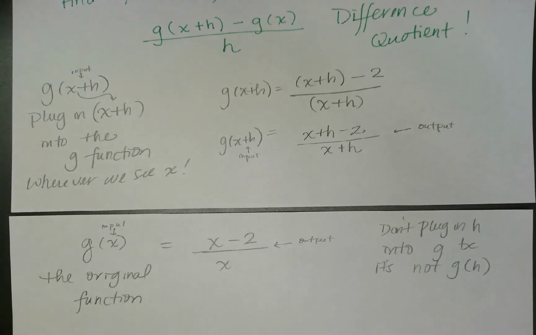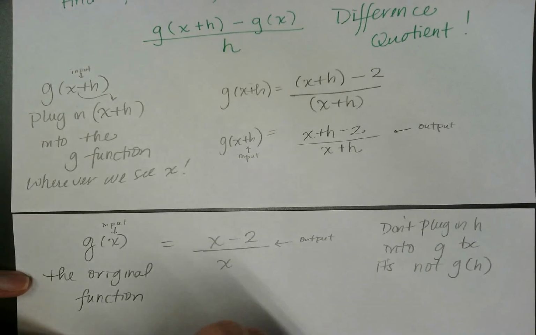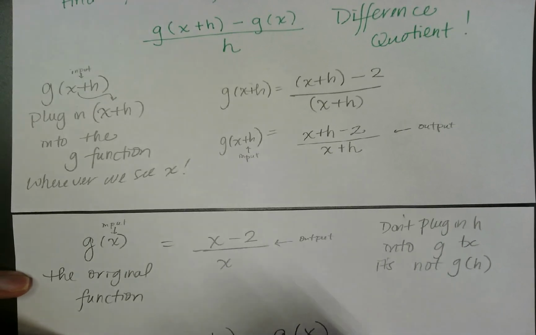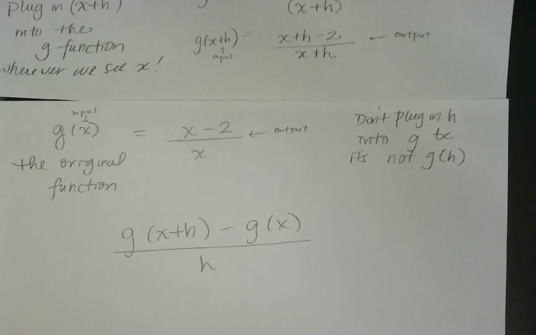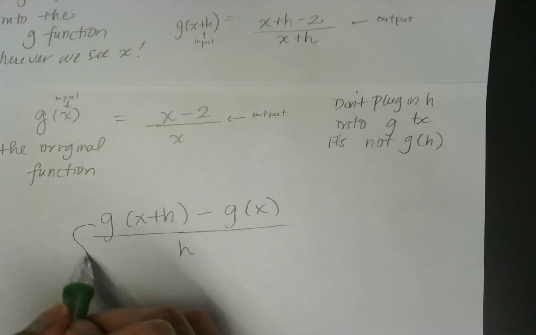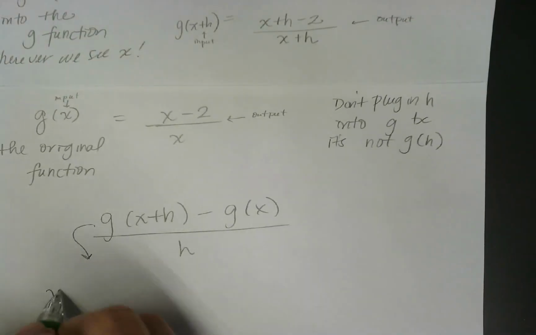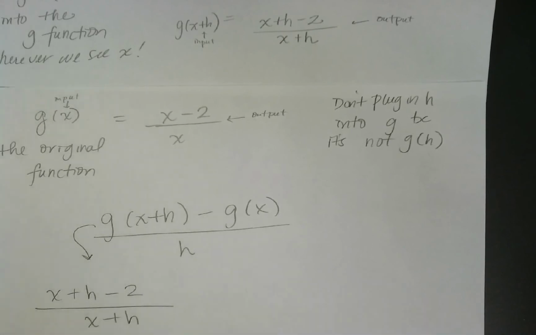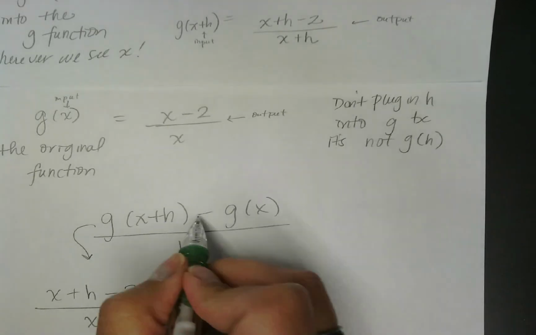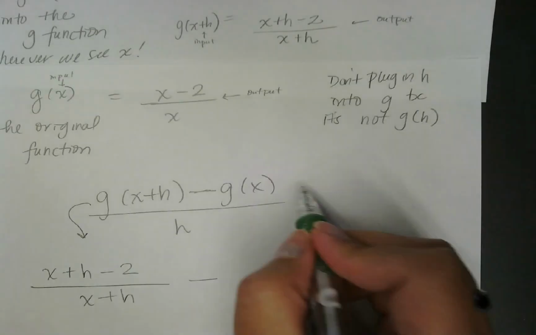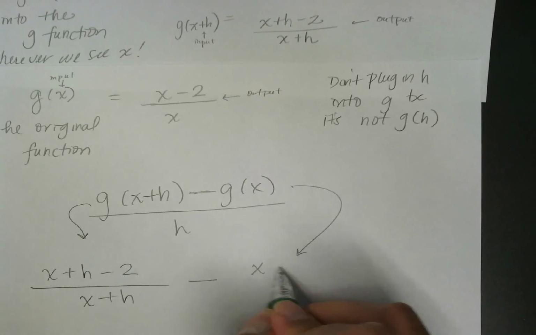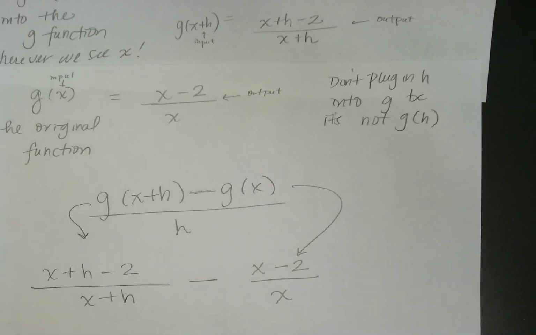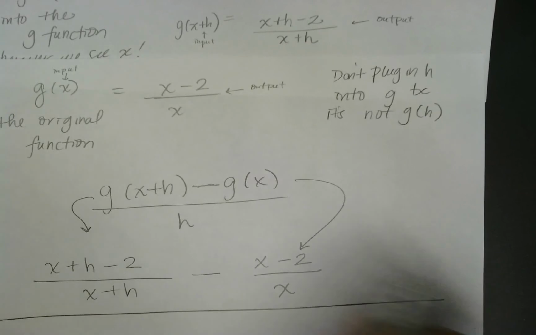So we found the pieces. Now we're going to bring them together, and I'm going to rewrite what we're doing. g of x plus h minus g of x, all over h. g of x plus h is the output that we found: x plus h minus 2 all over x plus h. Minus, that's that minus sign, g of x, the original function, x minus 2 over x, all over h.